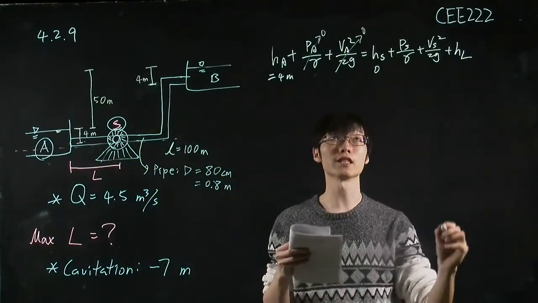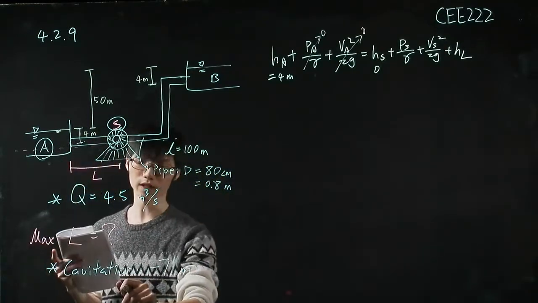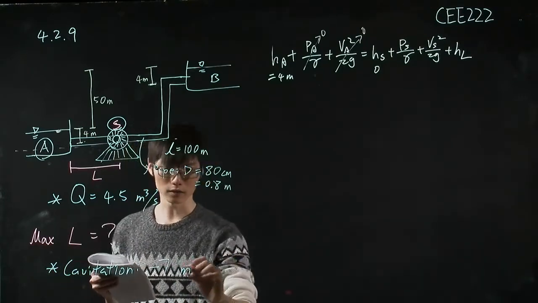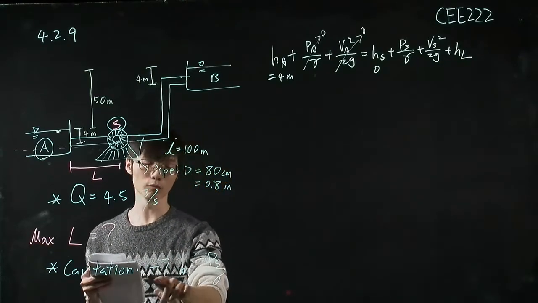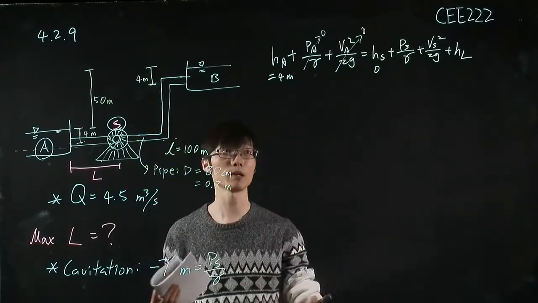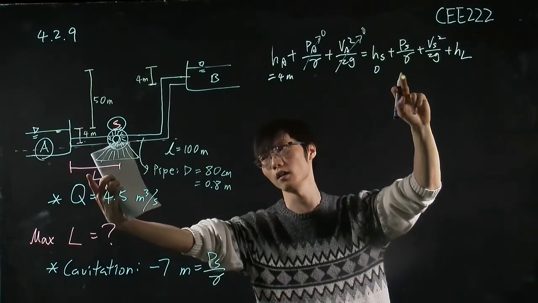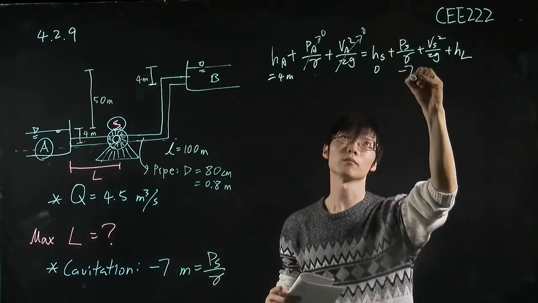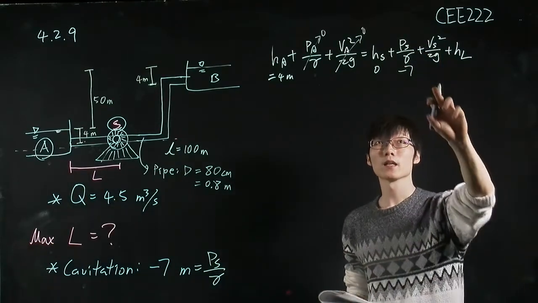So this is 0. And the problem itself also provides us the criterion for cavitation to happen, which is the pressure term. When the pressure term is less than -7 meters, then cavitation happens. So to find the maximum distance for this L, we use the limiting value for this pressure term, which means this term is equal to -7. Okay. Now the velocity term.